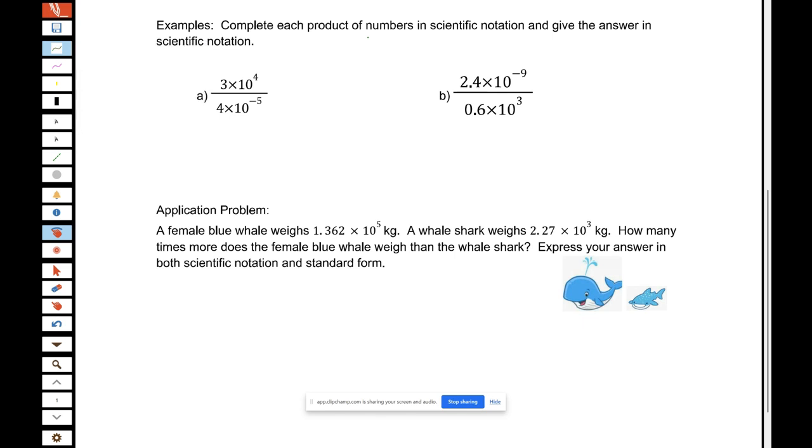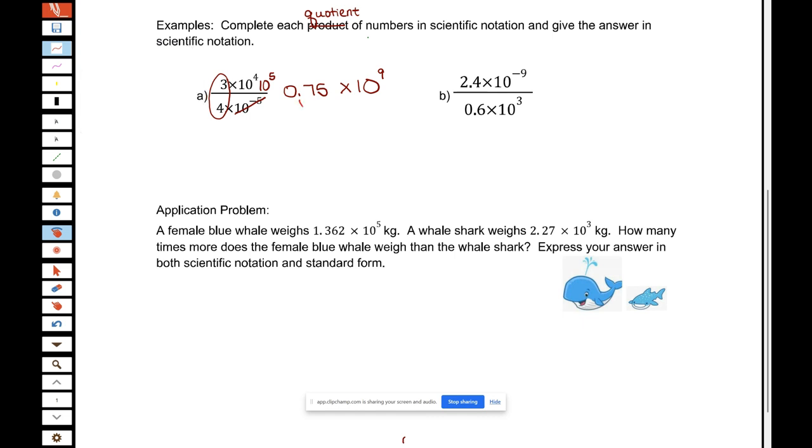All right, first we're going to complete each problem. And if I do 3 divided by 4, it says product here, but it should be quotient because we are dividing. 3 divided by 4 is 0.75. So I'm going to have to correct this. And I'm going to move my power of 10 to the top and change the sign so that I can add my exponents. I get 10 to the 9th.